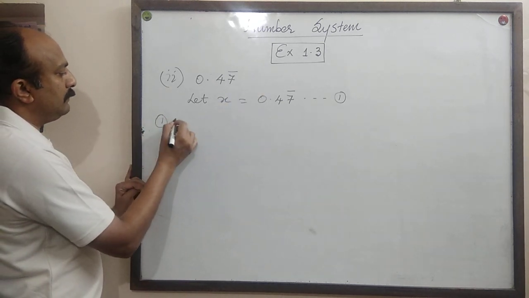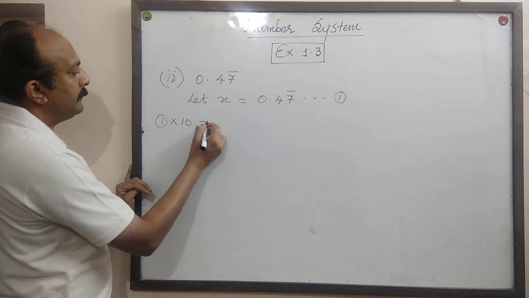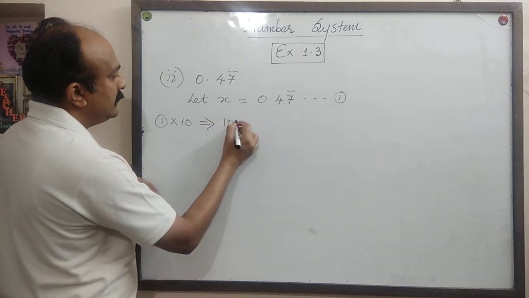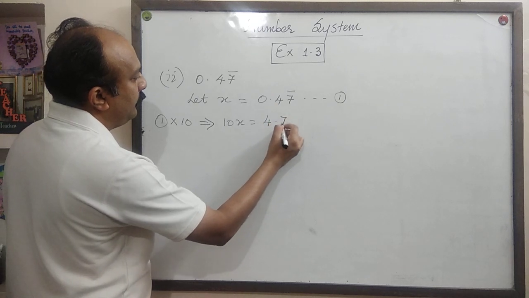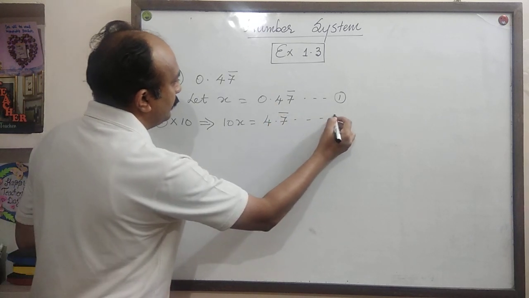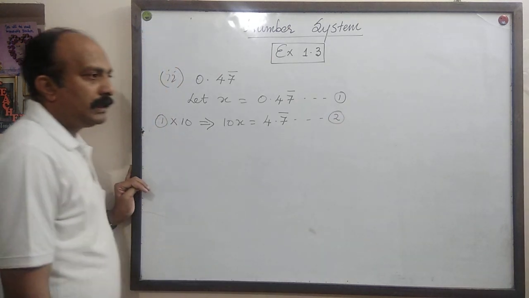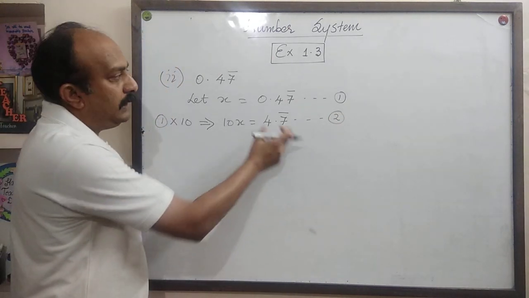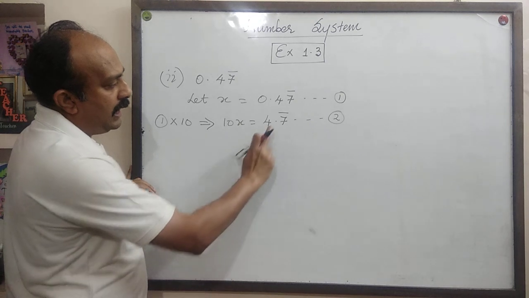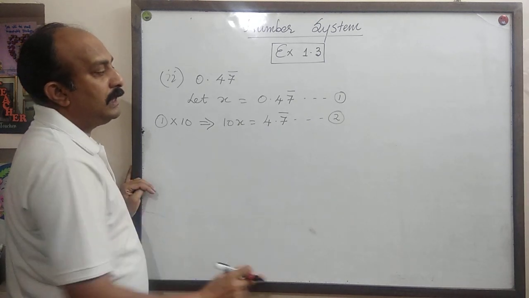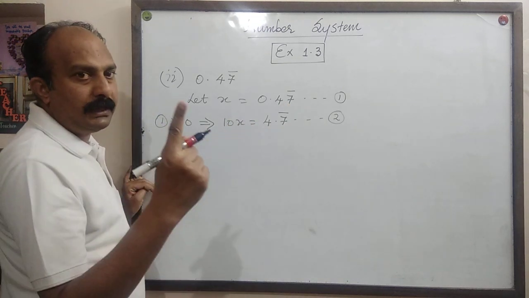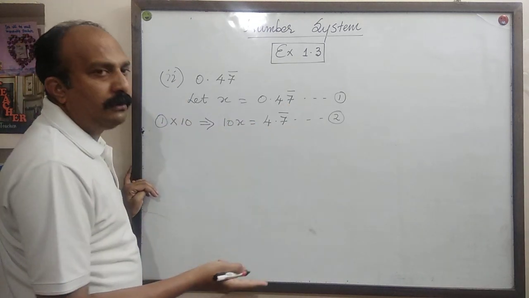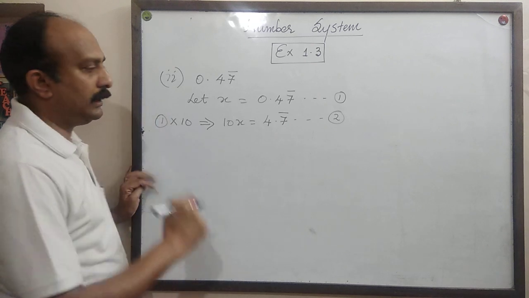Multiply equation number 1 by 10. 10 into x, 10x. When we multiply it by 10, it will become 4.7 bar. It is equation number 2. Now this has become in the form of our previous question. After the decimal, there is bar sign. Now count the number of digits under the bar. 1 digit. So once again we have to multiply this equation by 10.